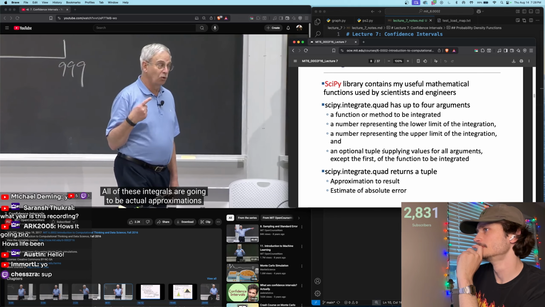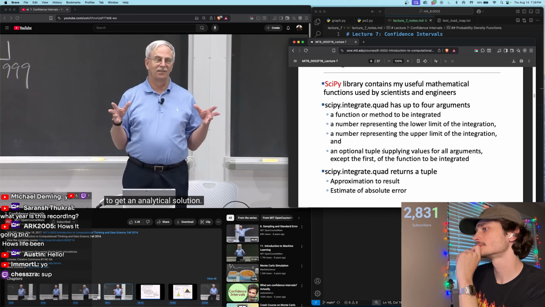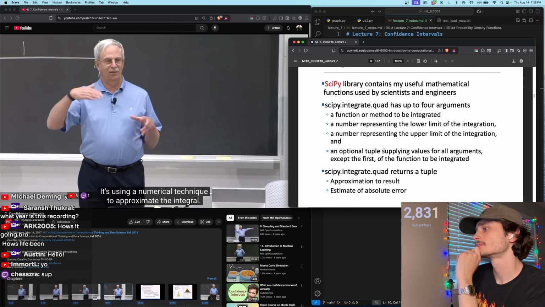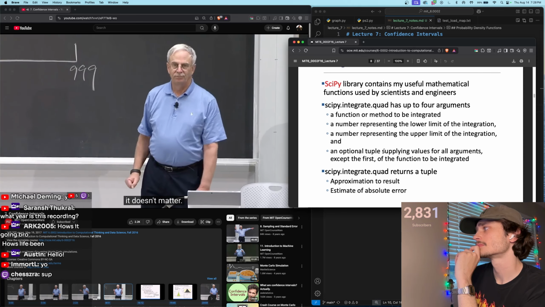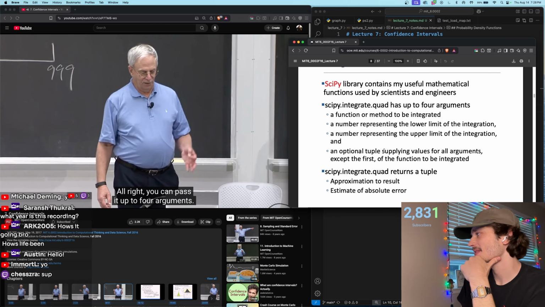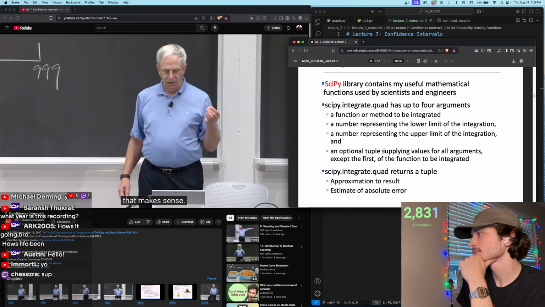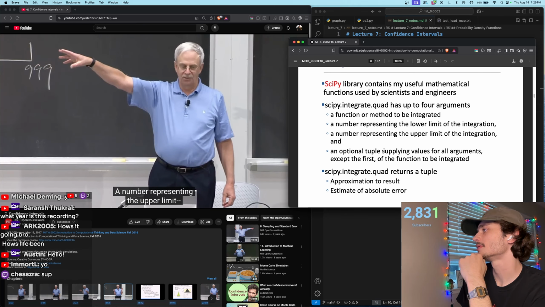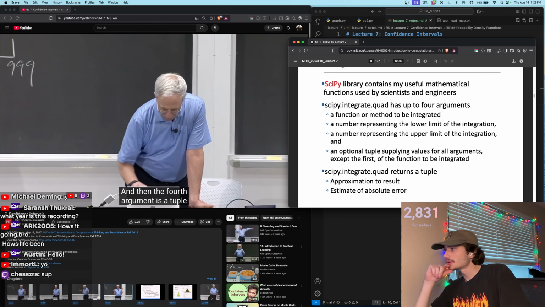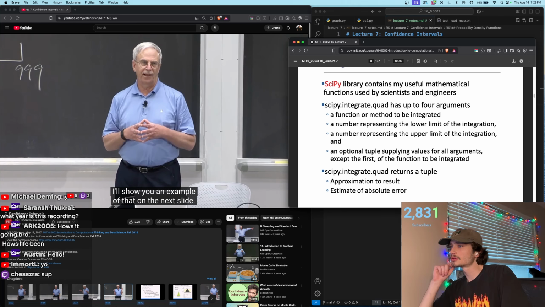All of these integrals are going to be approximations to the real integral. SciPy is not doing some clever mathematics to get an analytical solution. It's using a numerical technique to approximate the integral. The one that's used here happens to be called quadrature. It doesn't matter. You can pass it up to 4 arguments. You must pass it the function to be integrated. A number representing the lower limit of the integration, and a number representing the upper limit. And then the 4th argument is a tuple supplying values for all the arguments except the first of the function you're integrating. I'll show you an example of that on the next slide.